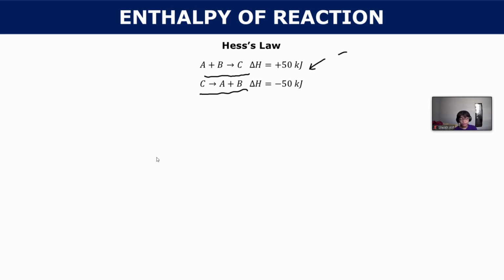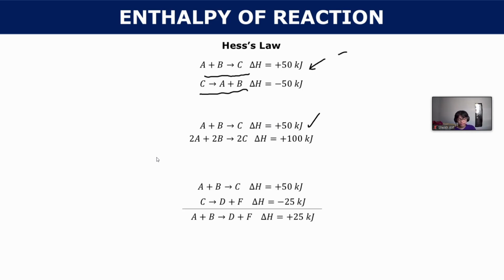What you can also do is multiply the entire reaction. So in this case, in the first one, we went from A plus B to C, and in the second one, we went 2A plus 2B to 2C. And as you realize, the change in enthalpy from the first reaction to the second reaction is just doubled. And so whatever stoichiometric coefficient that you multiply the whole thing by is what you multiply the change in enthalpy by. The last thing you can do is add them together.